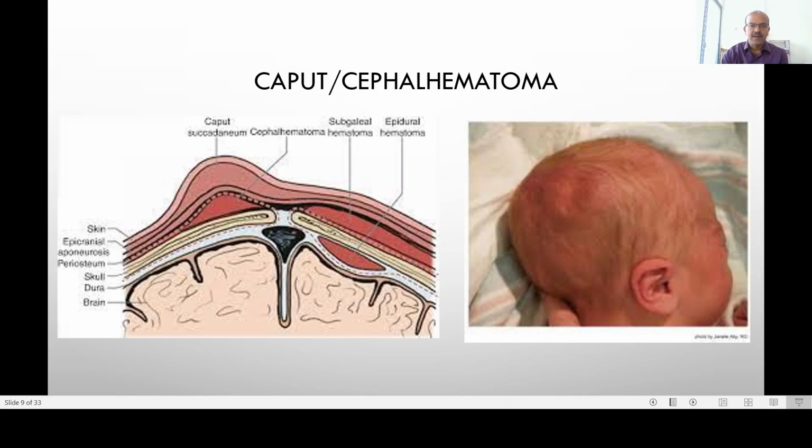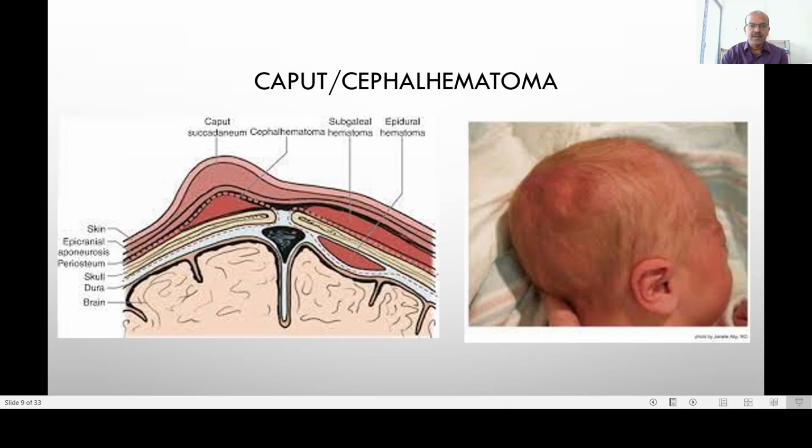You can see it rising after the first 12 to 24 hours. It's usually not present at birth. The blood accumulates. It's limited by the periosteum, which is a tense membrane, so it doesn't keep expanding. And the typical thing about the cephalhematoma is that it can grow for 2 to 3 days, but it's very rare for the baby to become anemic from it.